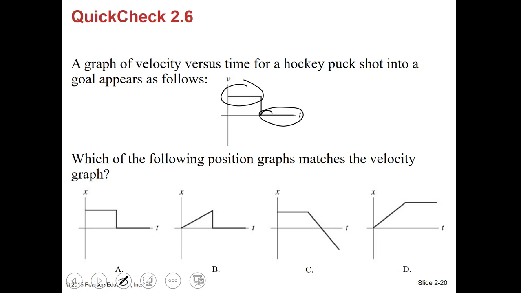That means we have to have a slope on a position versus time graph. So for the first part, we have to have some kind of change in position to give us a velocity. That's the first part. And then the second part, the velocity is not changing. Okay, so wherever we got to, we're just going to stay there. So which one looks like that? It looks like choice D.